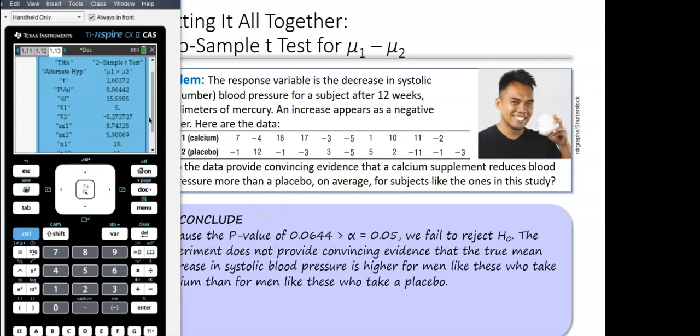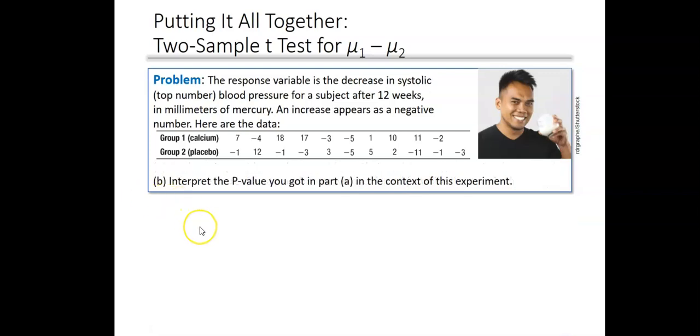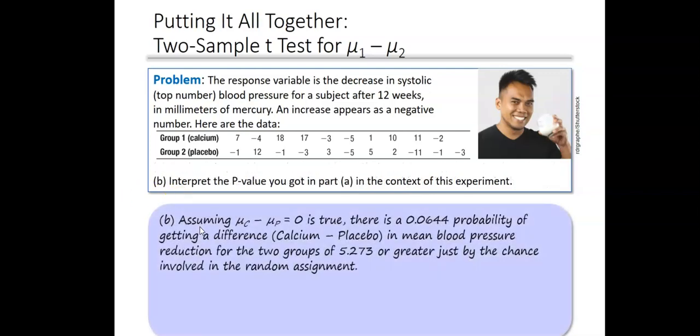Because our p-value is 0.0644, way bigger than the alpha level of 5%, we fail to reject. We do not have convincing evidence that the blood pressure has decreased for men who take calcium supplements. That's good. That's the end of the screencast.